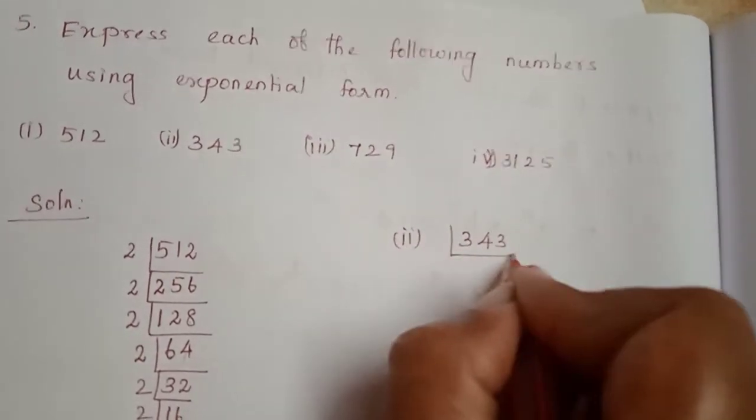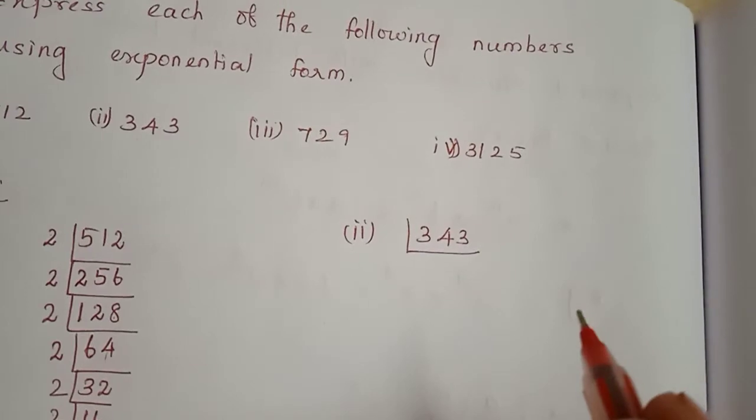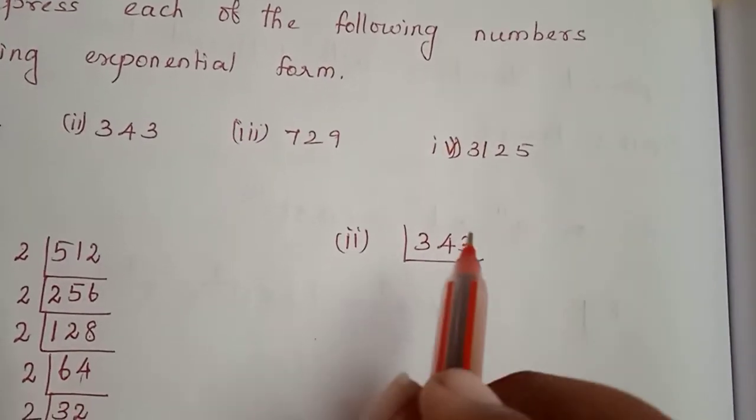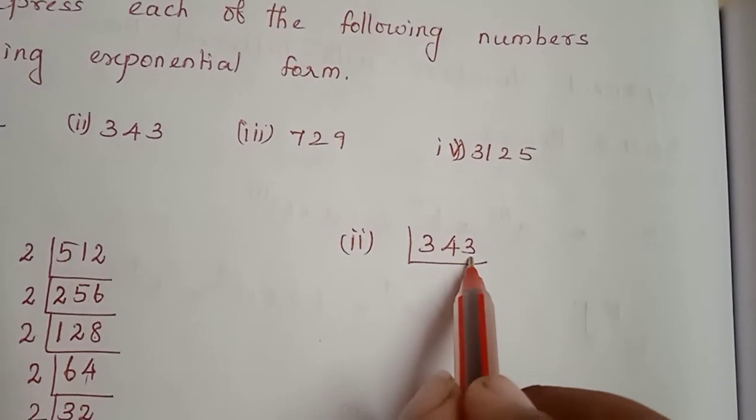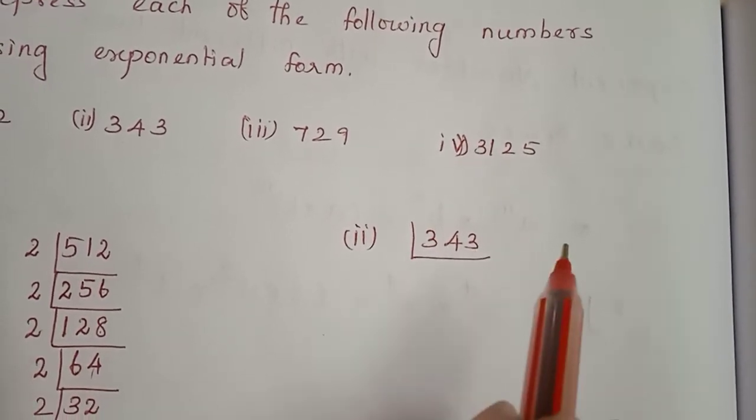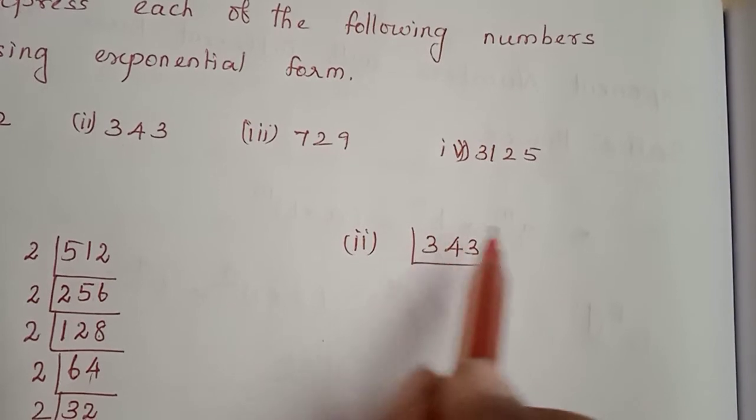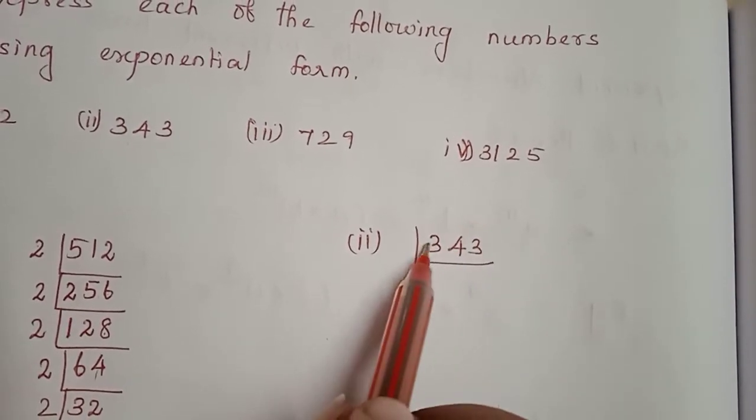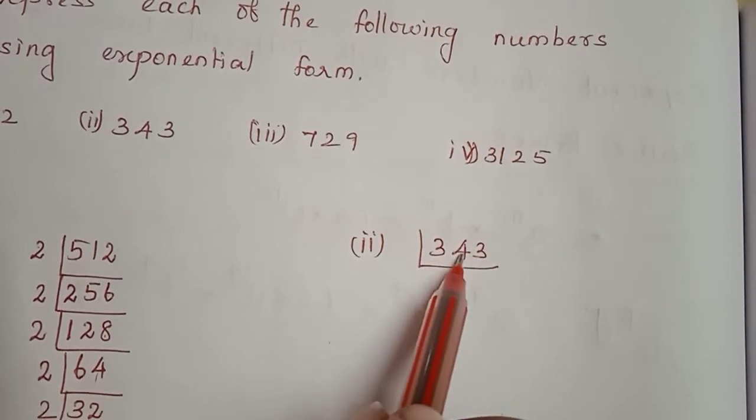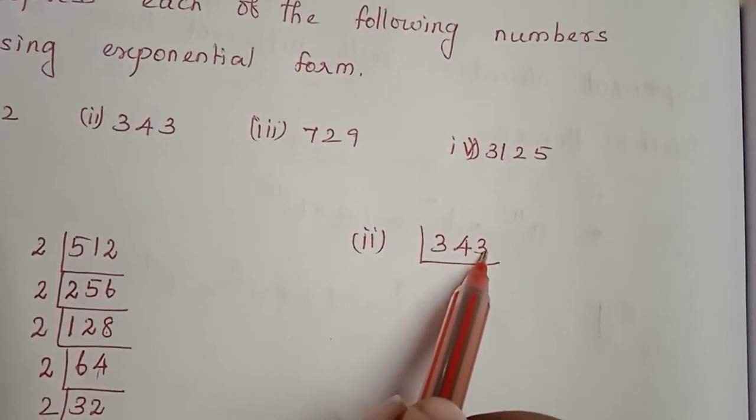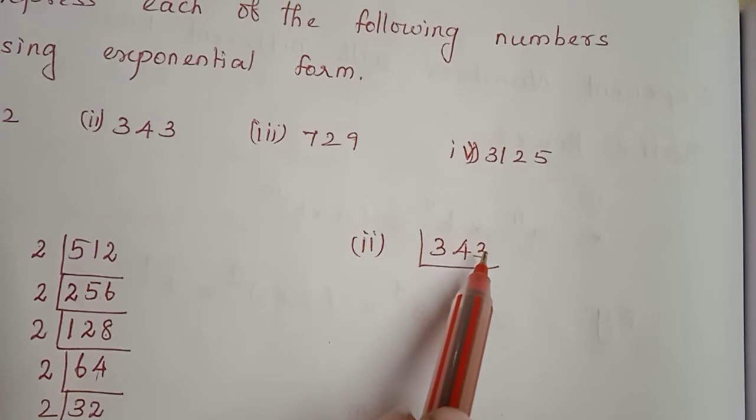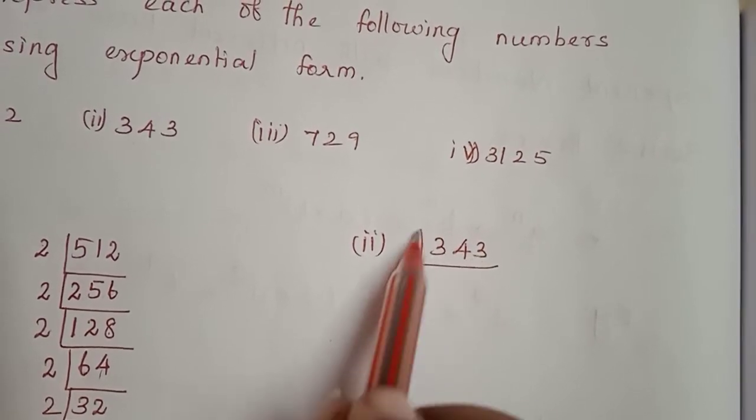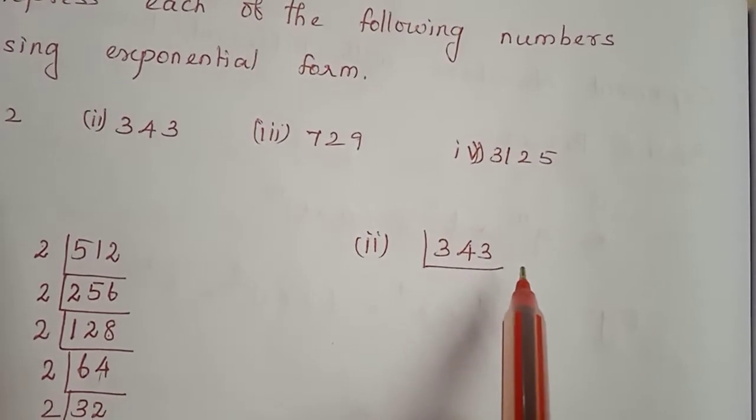Now the second one, 343. We have to divide it by prime factorization. Can we divide it by 3? You may think that since it ends with 3, we can divide it by 3. No. To check whether the given number is divisible by 3 or not, we have a divisibility test: add all the digits. 3 plus 4 is 7, 7 plus 3 is 10. Is 10 divisible by 3? No, it is not, so the given number is also not divisible by 3.